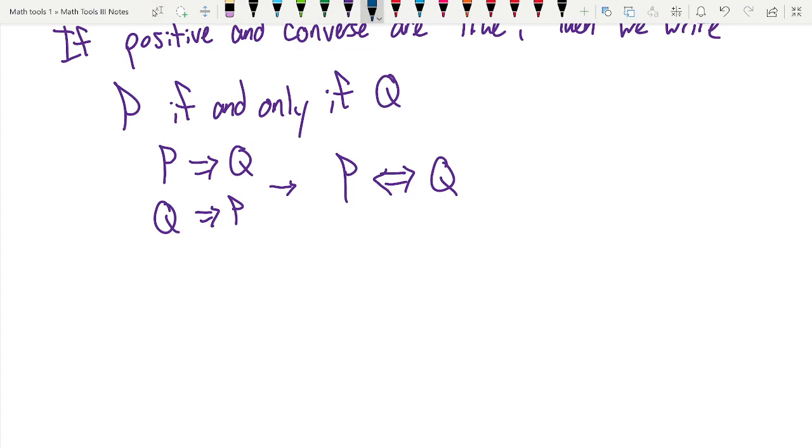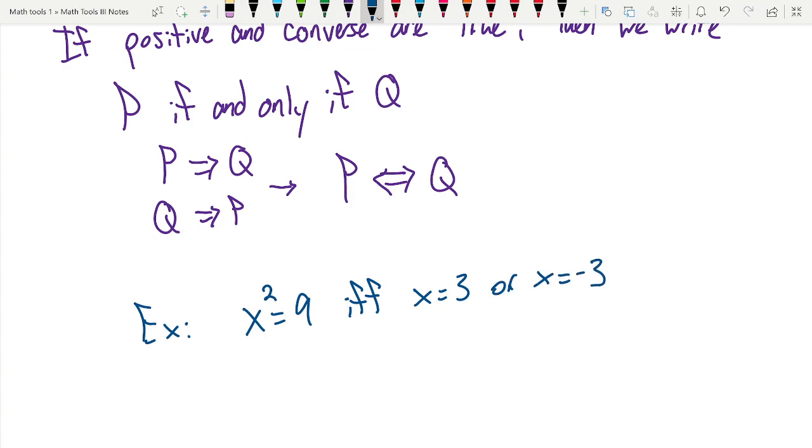So building on our example here, we could say, for example, x squared is equal to 9 if and only if, which by the way we abbreviate as IFF, if and only if x equals 3 or x equals negative 3. Right, so we could make a statement out of that. So x squared equals 9 implies x equals 3 or x equals negative 3. And x equals 3 or x equals negative 3 implies x squared is equal to 9. Right?